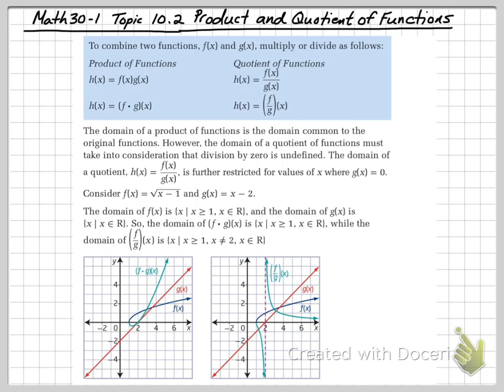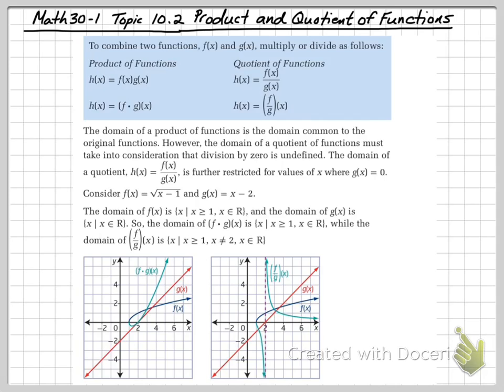In Math 30-1 today, we're looking at topic 10.2, the product and quotient of functions. To combine two functions, f of x and g of x, you multiply and divide as follows. h of x is simply going to be f of x times g of x, or (f times g)(x) is how it's written. And the quotient of functions, f of x divided by g of x, is written as (f divided by g)(x).